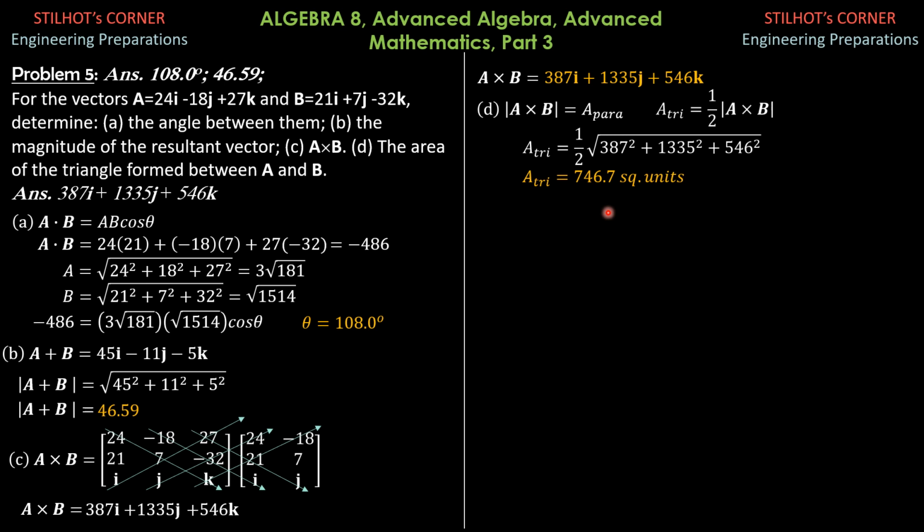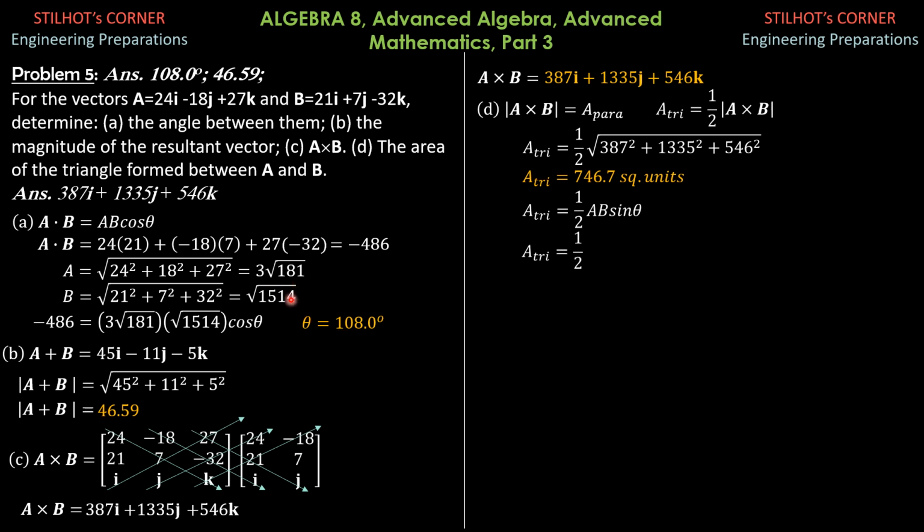Then another technique is from trigonometry: the area of a triangle is 1/2 the product of adjacent sides times the sine of the included angle. The included angle, to be more accurate, is 108.027. And the sides are A and B. These are the magnitudes already. So the area of the triangle is 1/2 of quantity 3 square root of 81 AB sine theta.